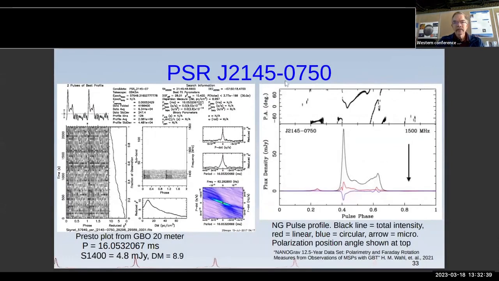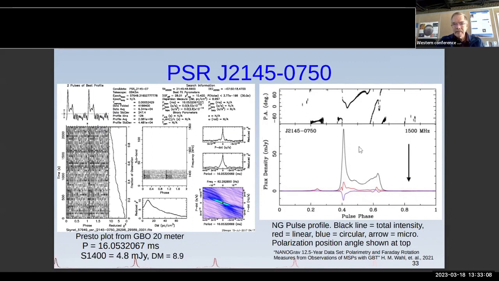J2145-0750. The Presto plot looks good from the Green Bank Observatory, except you notice there's this big chunk here. You got a double peak or wide. What's going on there? So when you're doing Presto runs and you first see something like this, my initial thought is, I didn't fold it at the right period. The folding period is wrong, or something else is wrong. But the rest of the indicators are it's a good pulsar.